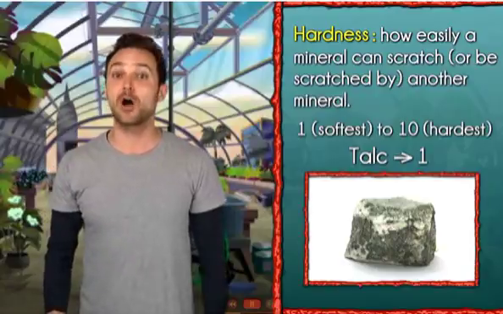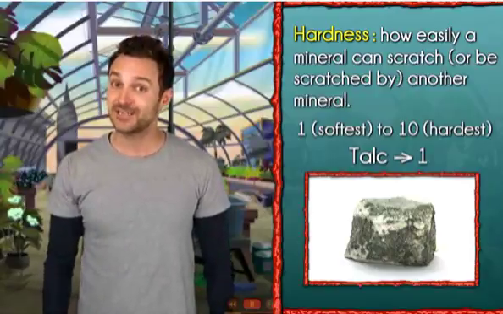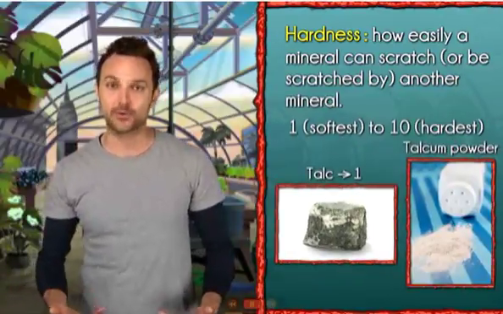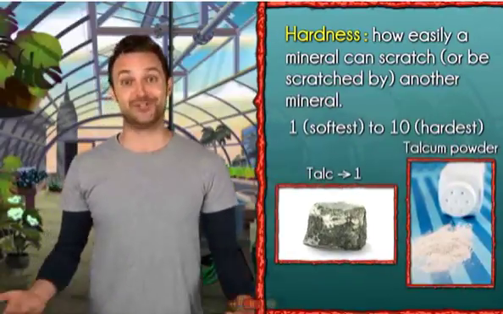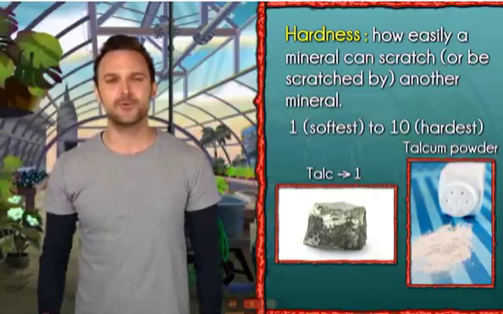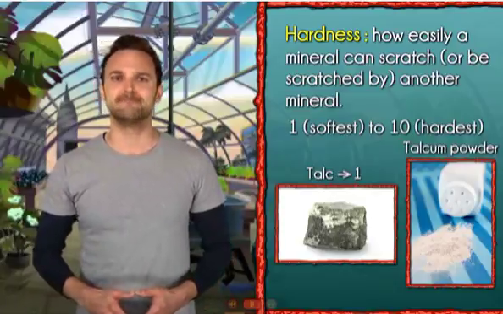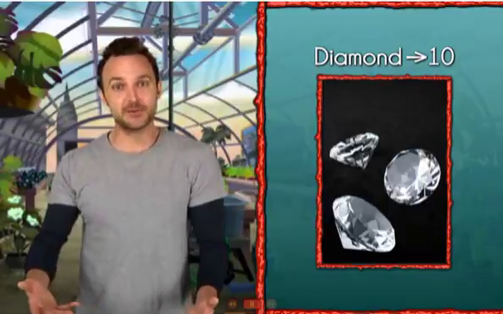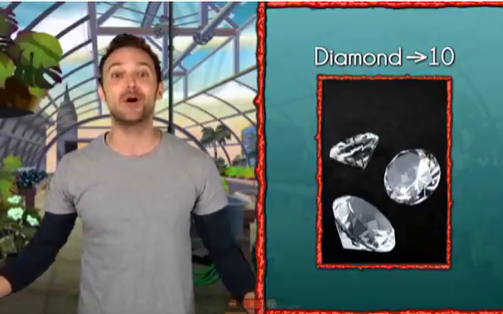Talc, for example, has a hardness of 1. It can be scratched easily with a fingernail. Talc is actually what talcum powder or baby powder is made of, which is pretty soft. So, what's the hardest mineral? Diamond. It has a hardness of 10 and basically is unscratchable by any other mineral.